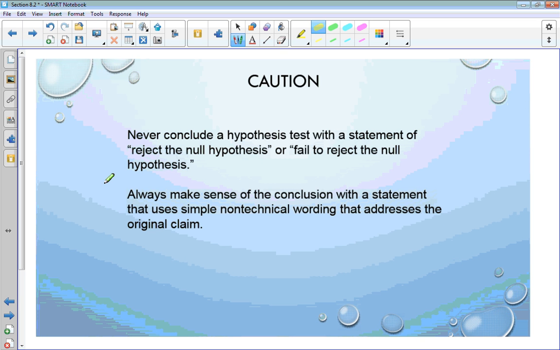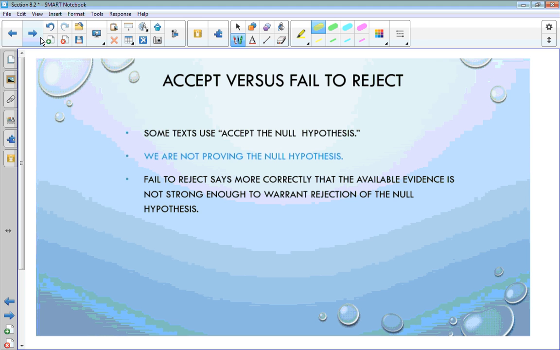Never ever conclude a hypothesis test with a statement of reject or fail to reject. Always make sense of the conclusion with a statement that uses simple, non-technical wording that addresses the original claim. In other words, you want the general public to be able to understand what that meant rather than just saying reject the null or fail to reject, because they don't know what that means. You didn't know what that means until you're learning all this. Sometimes people say accept, but in our study, we're going to say fail to reject.